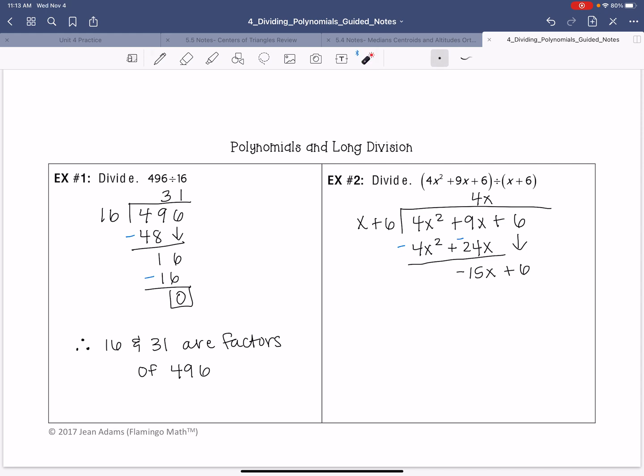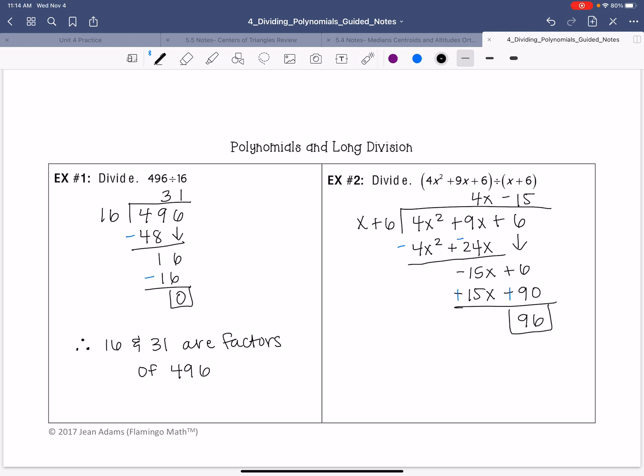All right, so now I need x to go into negative 15x. So I need these to look identical. So I need to multiply this x by negative 15. So negative 15. Multiply it back. So I get negative 15x, and then negative 15 times 6 will give me negative 90. Again, be careful, switch your signs. This is a plus, and now that's a plus as well. So negative 15x plus 15x, that's gone. And then we have 90 plus 6, or 6 plus 90, which gives me 96.